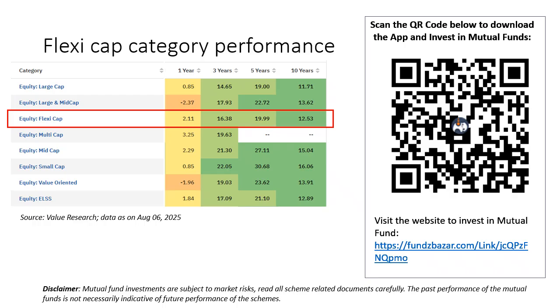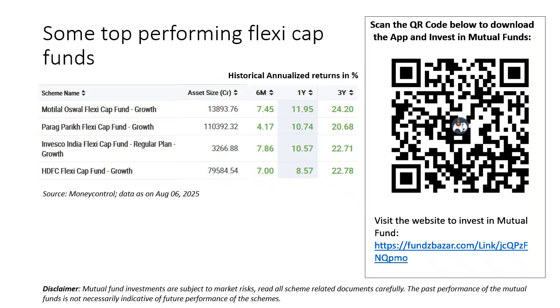And anytime we are looking at past performance, it is mandatory to remember that past performance is not indicative of the future, right? So just because equity flexi cap funds have given you an annualized return of 12.53% over the last 10 years does not mean over the next 10 years they will also give 12.53. It could be less, it could be more, but that is one thing that you need to keep in mind.